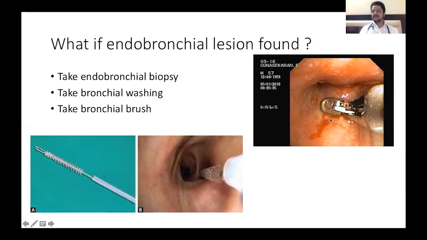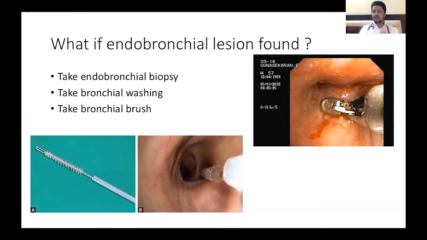So is that all? No. We need to take some other things also, like bronchial washings. It is just like the bronchoalveolar lavage. We will put some saline here and then we will suction it out, and then we will send it for cytology for malignant cells. Then we have a bronchial brush also. So this is the brush. We just rub it here, rub it here, rub it here, and then take it out and make the slide from that material.